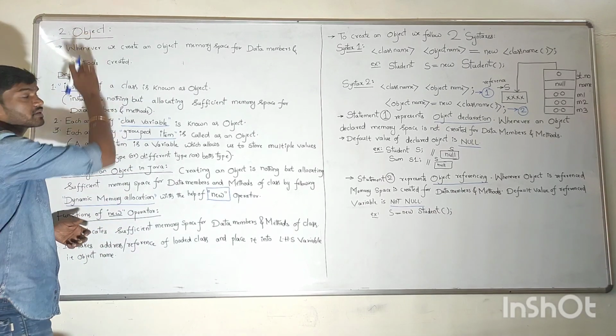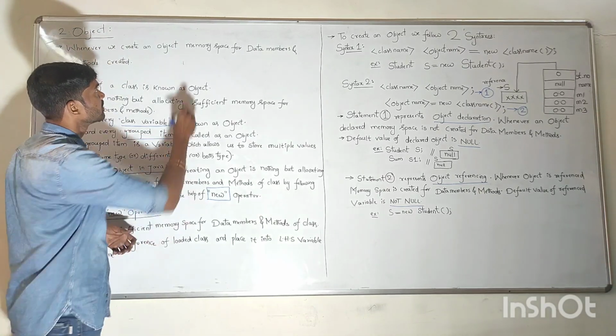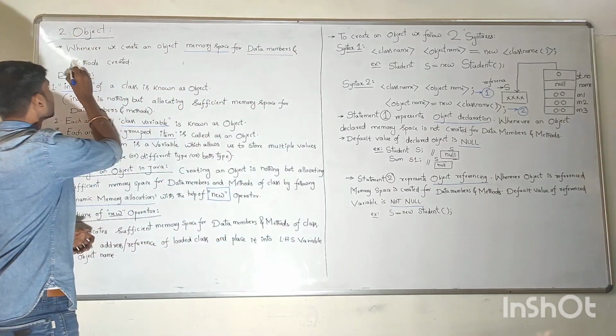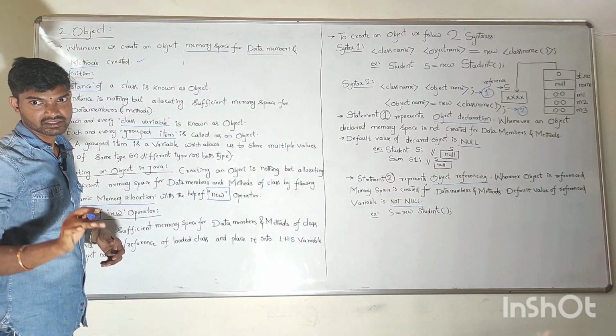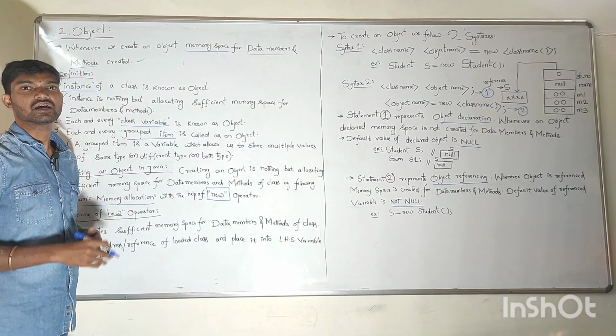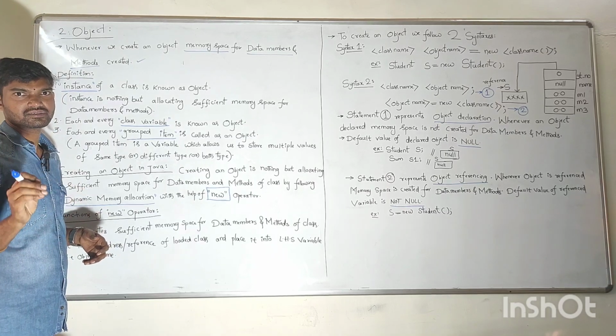So that's the main purpose of creating an object. Whenever we create an object, the memory space for data members and methods will be created. That's the main purpose of creating an object. Now, what is the definition of an object? There may be so many definitions. I will give only three definitions here.